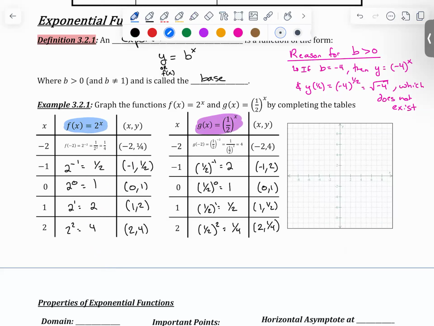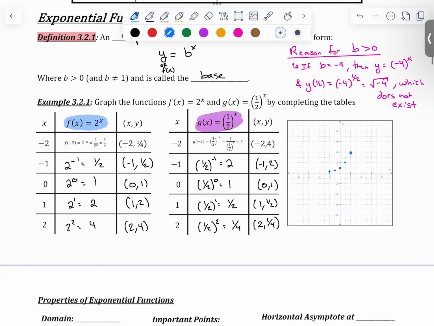And so plotting the first one, 2 to the x. We had the point negative 2 comma 1 fourth. That's roughly there. Negative 1 comma 1 half, 0 comma 1, 1 comma 2, and 2 comma 4. Filling out that graph, if you were to keep going, you'll get 1/8, then 1/16, and then 1/32, and so on and so forth. Meanwhile, it'll get it looking like that. So that's going to be f of x.